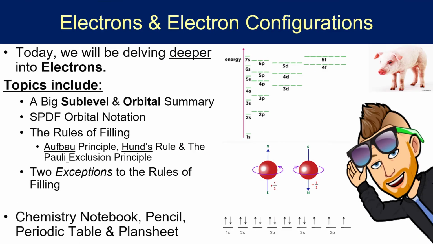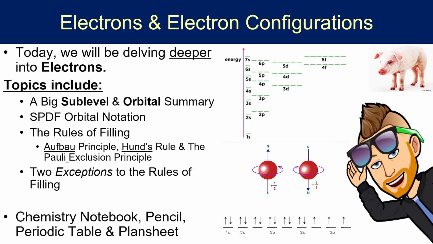In today's video, we're going to be delving deeper into electrons, and our topics are going to include a very critical and important sublevel and orbital summary. We're going to teach you how to write SPDF orbital notation. We're going to present to you the rules of filling, namely the Aufbau principle, the Hund rule, and the Pauli exclusion principle. And then we are going to show you two exceptions, and believe me, there's more, to the rules of filling.